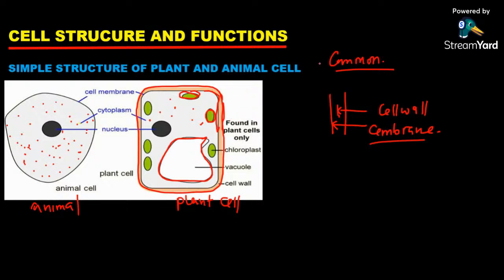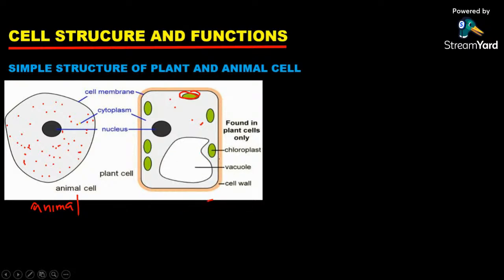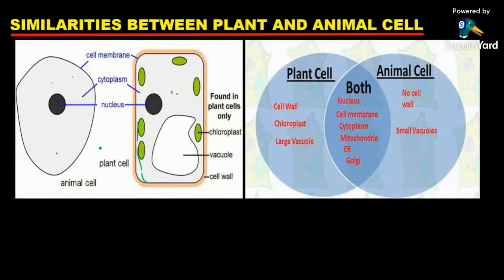Okay, so now, having looked at the parts of the simplified plant and animal cell, let us look at the similarities between the plant and animal cell. What are the similarities? When you look at the similarities, we look at the parts that they have in common. In this case, we are going to start with a simple structure. For the simple structure, what do they both have? Cell membrane. They both have cytoplasm. They both have nucleus.